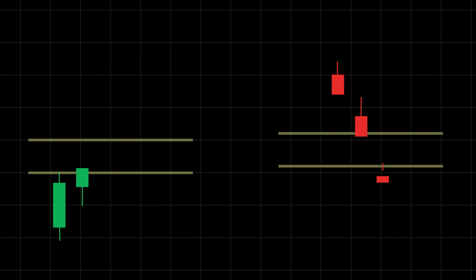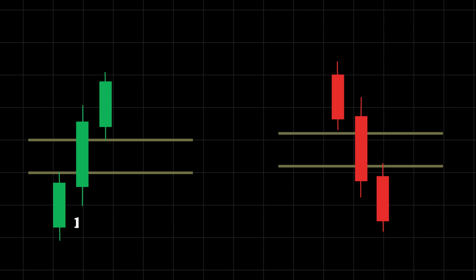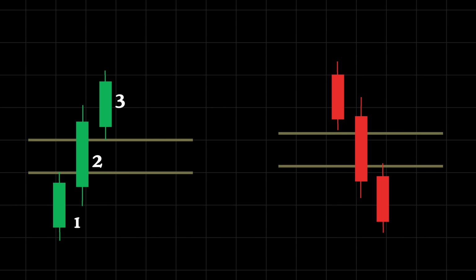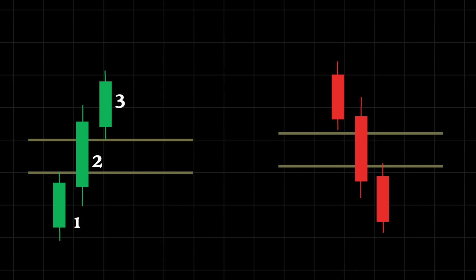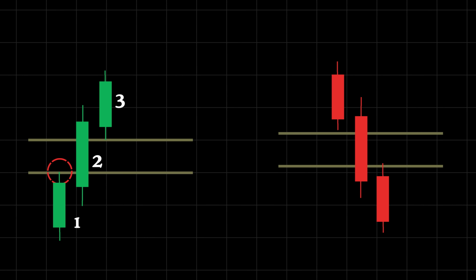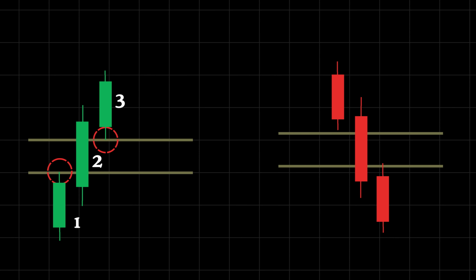To identify a fair value gap, begin by spotting a sequence of 3 back-to-back candles. You're looking for a strong candle in the middle, one that moves decisively in a single direction, flanked by 2 smaller candles. Here's the key. If the high of the first candle and the low of the third candle don't overlap with the middle one, then a gap is present.